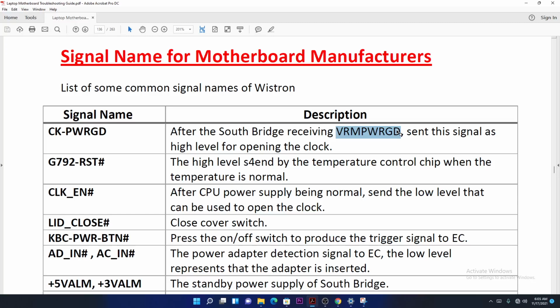Okay, the clock enable. This one means CLK. This one here, CLK, means clock enable. Okay, we have to enable what? The clock. How to enable the clock? After the CPU power supply is normal, it sends the low level that can be used to open what? A clock. Because guys, almost everything on the board needs to report saying I'm okay. Go ahead, proceed. Do this, do that.